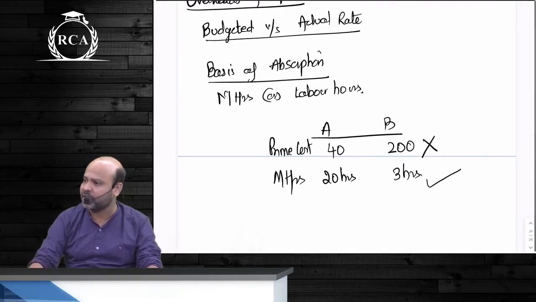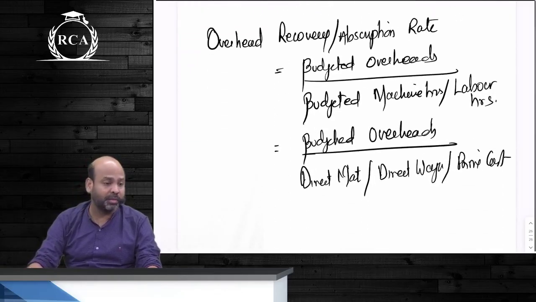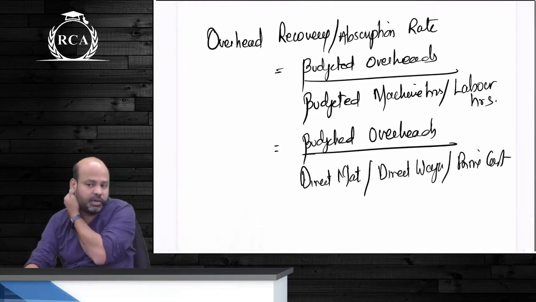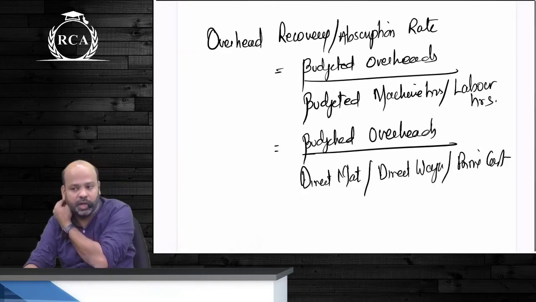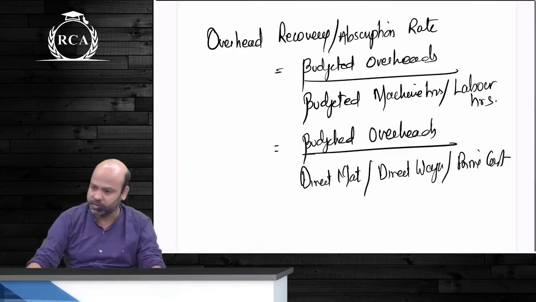In that budgeted data also, you will need a basis of apportionment, and that basis of apportionment guys will be machine hours or labor hours unless otherwise given, or alternatively it can also be absorbed on the basis of direct material, direct wages, or prime cost.